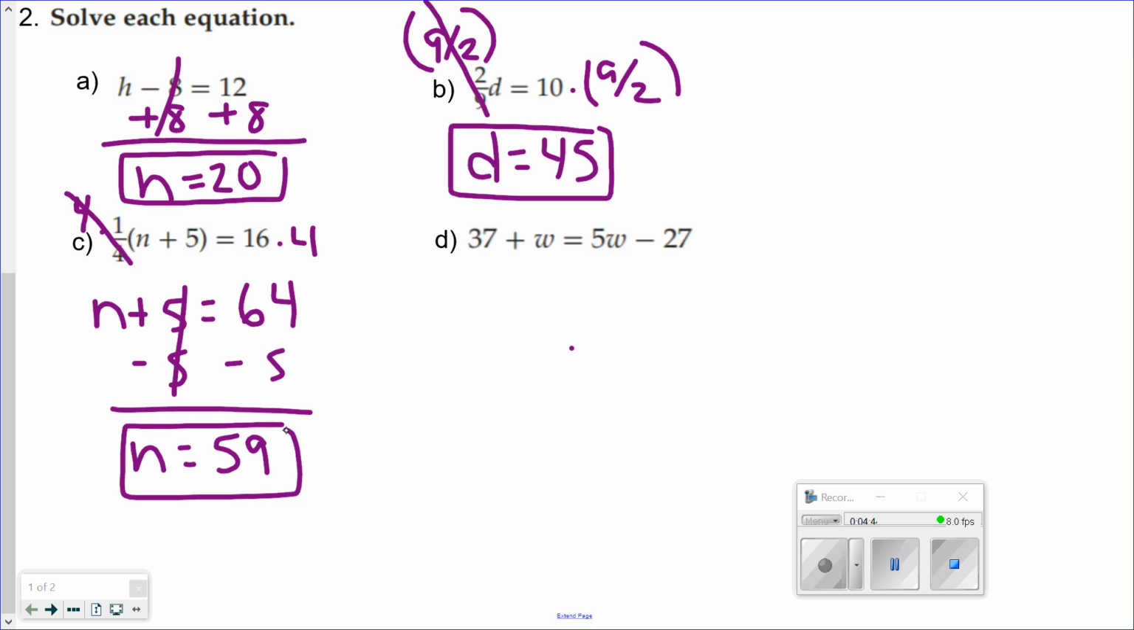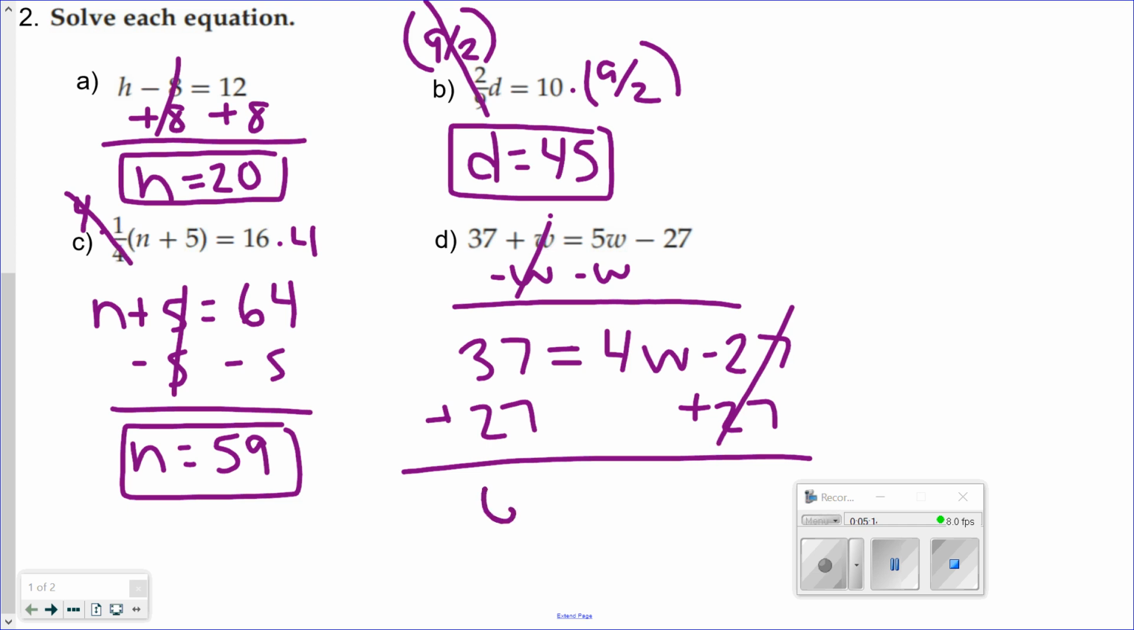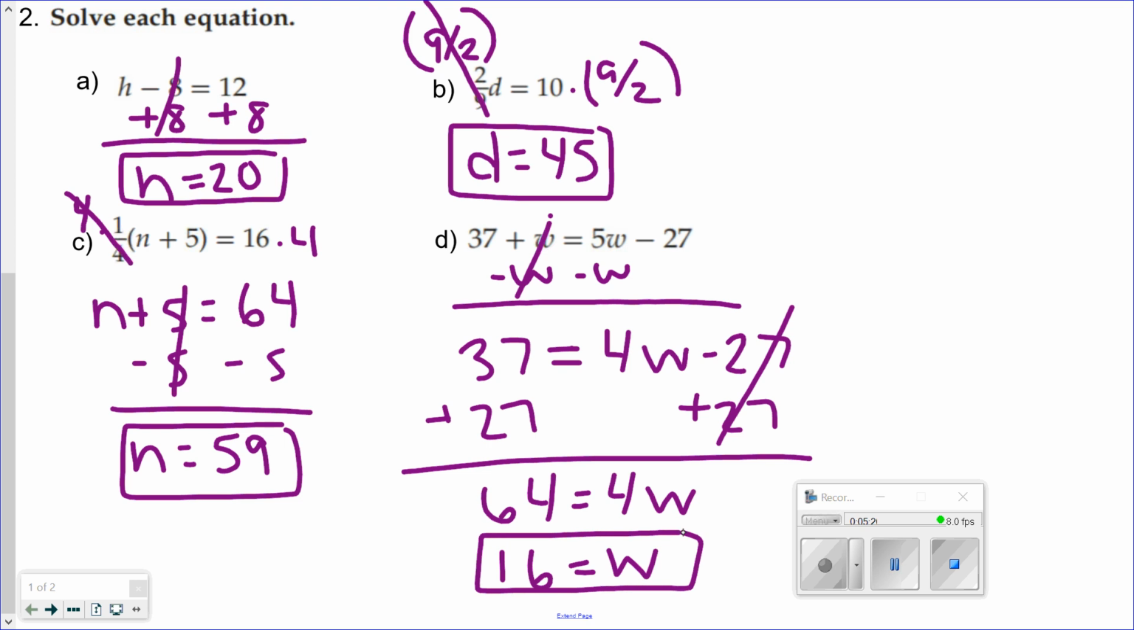All right, part D. I want to get w by itself, so I need to get my w's on one side and my constants on the other. So the first thing I'm going to do here is subtract w. That cancels, so I'm left with 37 is equal to 4w minus 27. Next, I'm going to add 27. Add 27. So that cancels. So 64 is equal to 4w. Divide by 4. So 16 is equal to w. And I'm done with that problem.